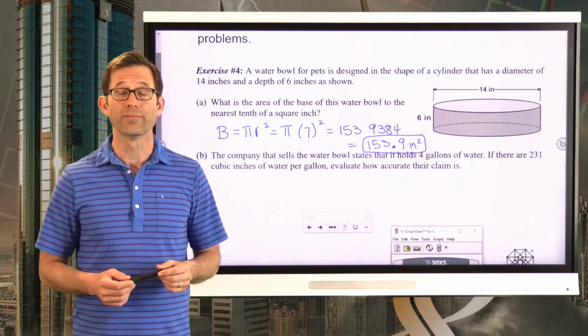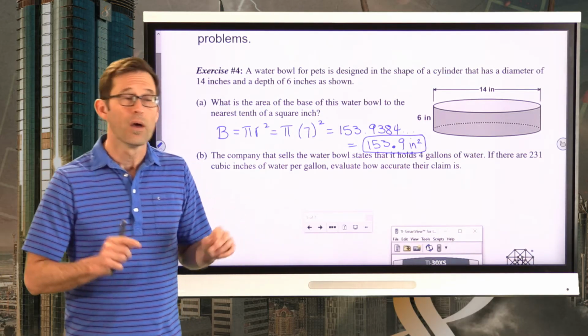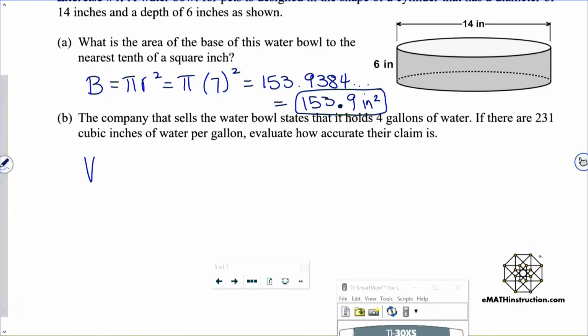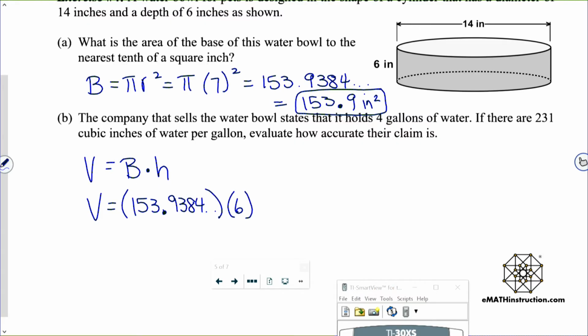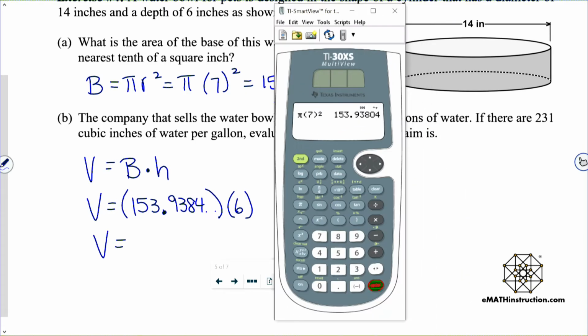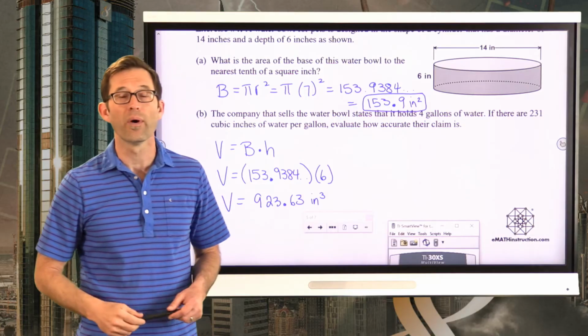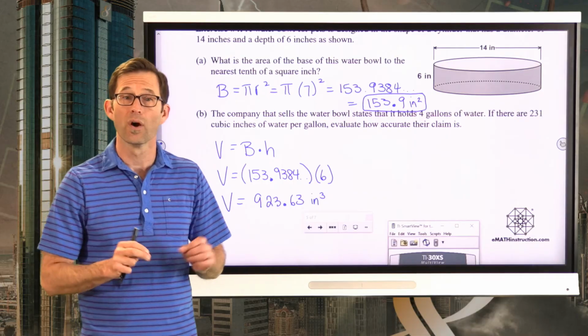All right, well, let's find the volume, right? The volume is how much water it holds. Now, we know that the volume is going to be the base area times the height. Now, our base area is that 153.9384, etc. Our height is 6, so our volume, we're just going to take our previous answer and multiply it by 6. Our volume is 923.63 cubic inches. All right, 923.63 cubic inches of water that go into this bowl.